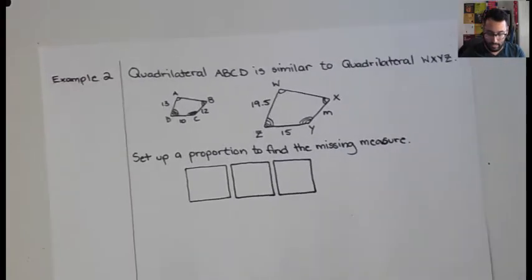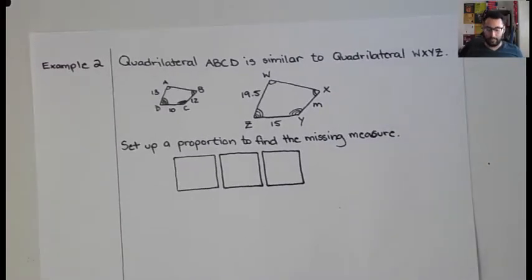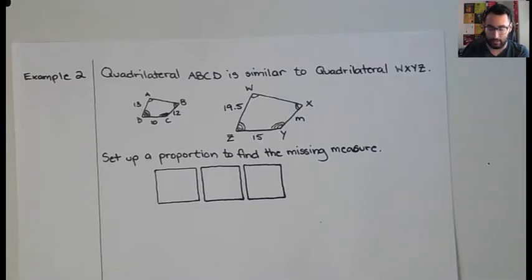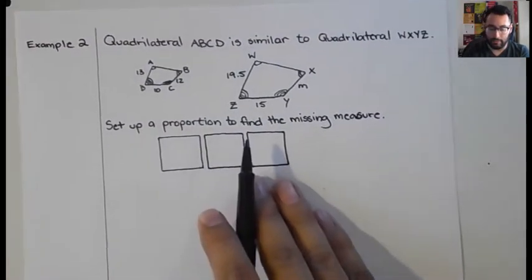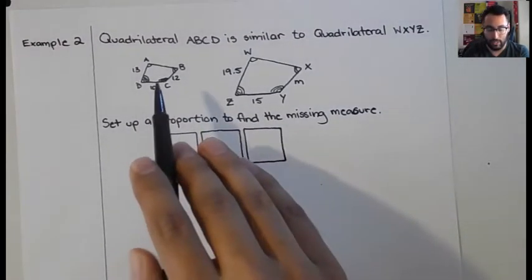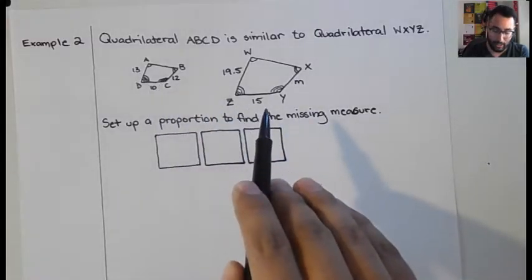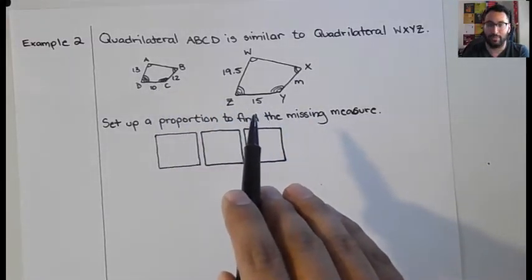So this is going to be where we have a little bit more math involved. Example 2: quadrilateral ABCD is similar to quadrilateral WXYZ. So it tells us it's similar, that we're not determining if it is similar. They just are. Okay. But what we're going to do is set up a proportion to find the missing measures. So what I did, just terribly, is I drew 2 quadrilaterals.